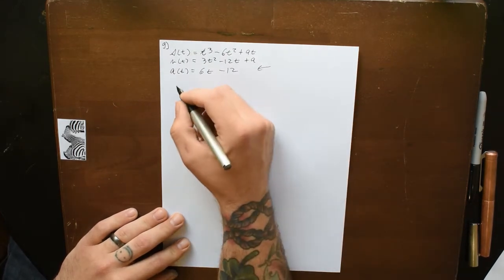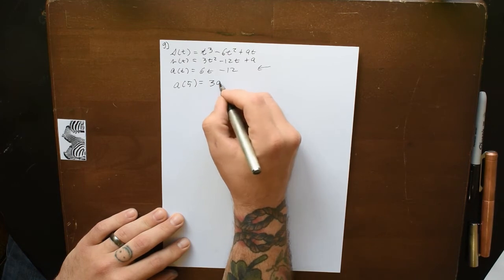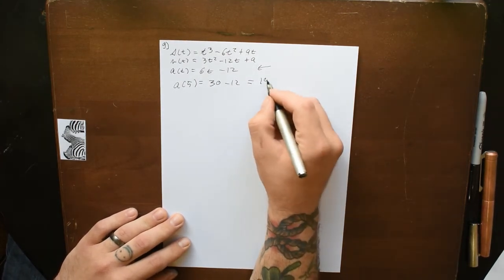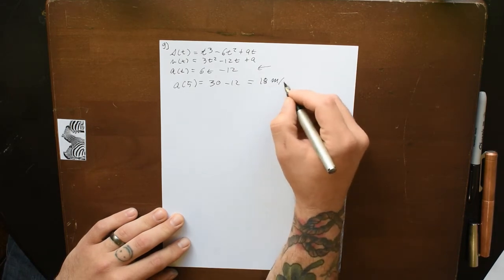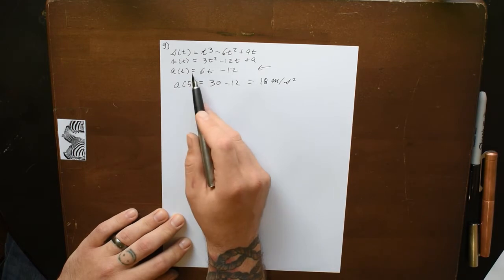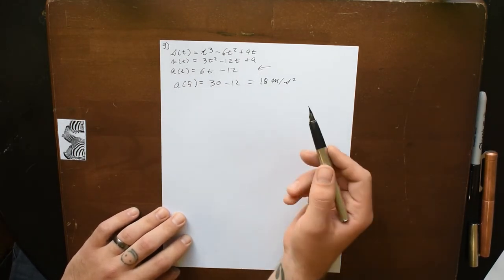So when t is equal to 5, a of 5 is equal to 30 minus 12, which is 18 meters per second squared. Since we took another derivative, we divided by t again. That's why we have meters per second squared.